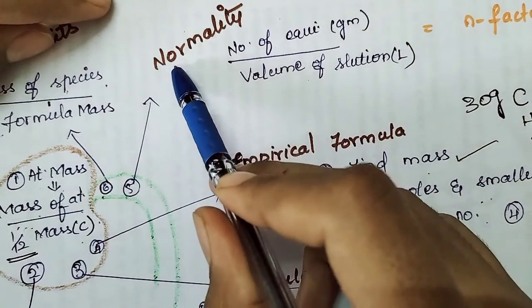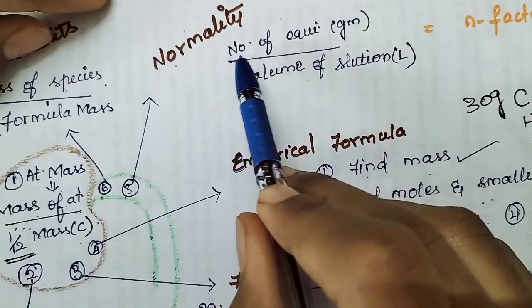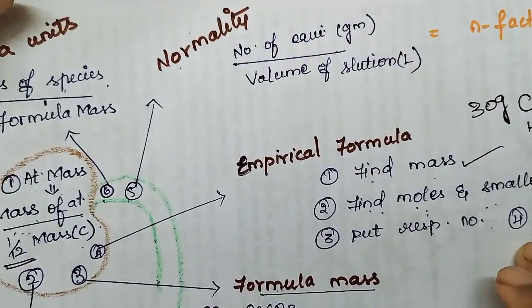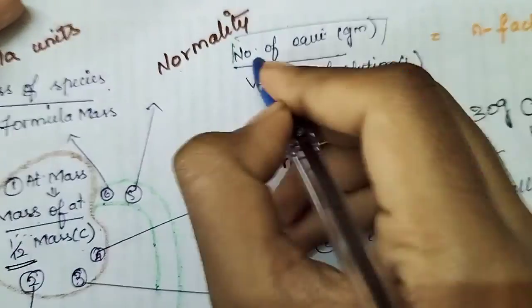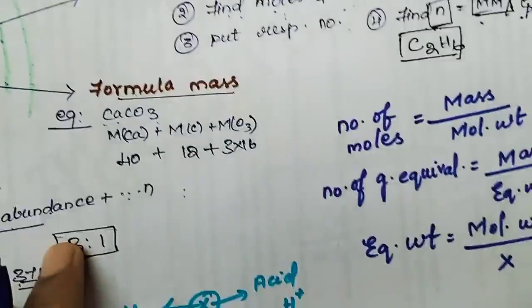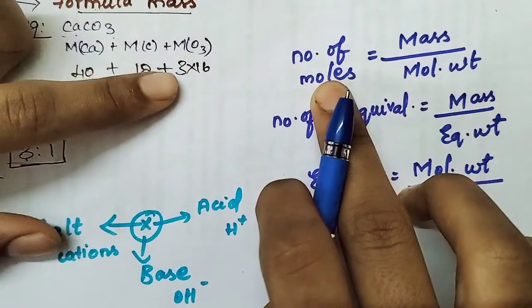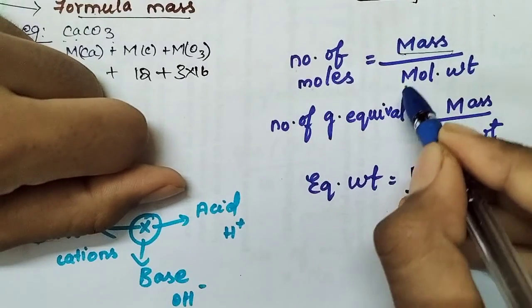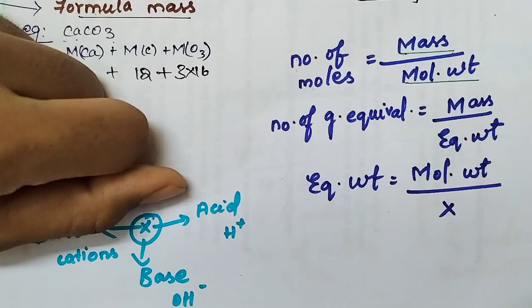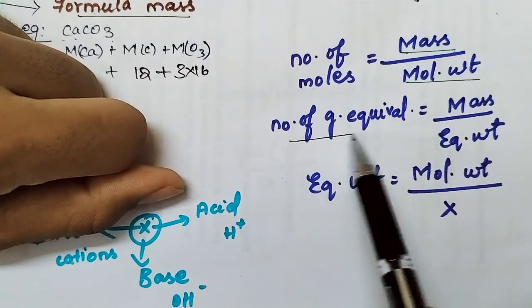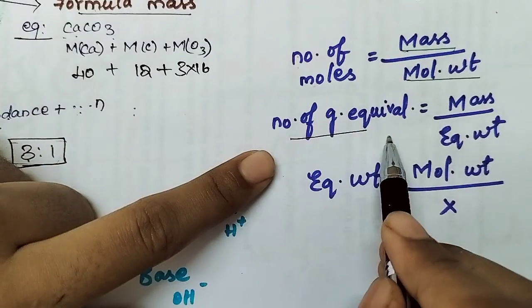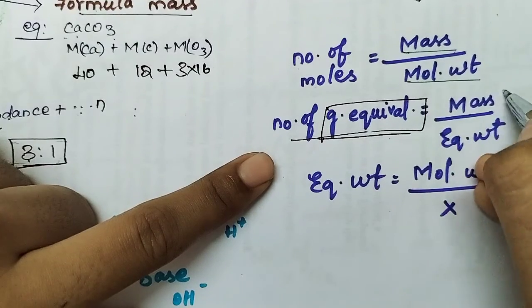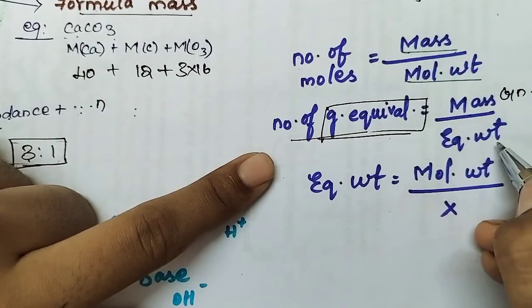Next we'll move on to the important one, normality. How to calculate it is the number of equivalent mass by the volume of the solution. So how to calculate the number of equivalent mass? First, the number of moles is calculated as the given mass by the molecular weight. Next one is the number of gram equivalents. Clear? How to calculate it is the given mass by the equivalent weight.